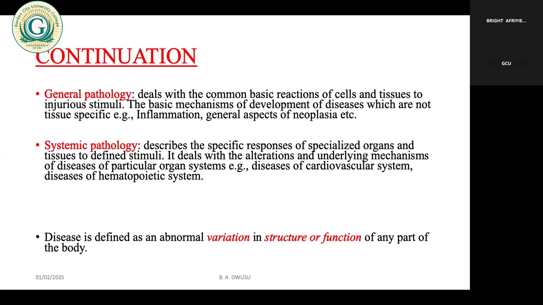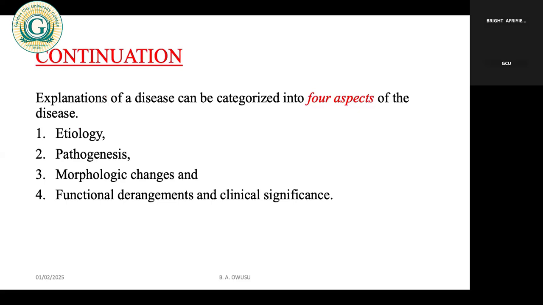And then we came to systemic pathology, where we said we are looking at specific and specialized organs' reaction to different stimuli. And we defined what disease was. We said that disease was the abnormal variation in structure or function of any part of the body. And then we had four aspects of it: etiology, pathogenesis, morphologic changes, and functional derangements, as well as clinical significance.